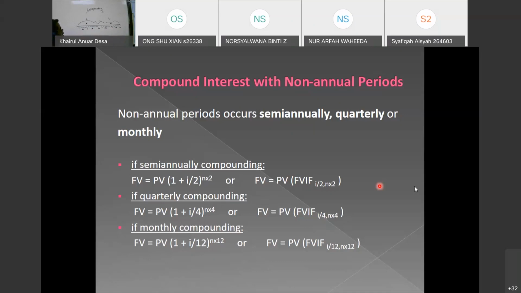Kalau 12 bulan, so every month. Every month means kita ada 12 kali. Okay, this is every month. Setakat itu boleh ikut the different compounding: annual, semi-annual, quarterly, and monthly compounding. Okay?